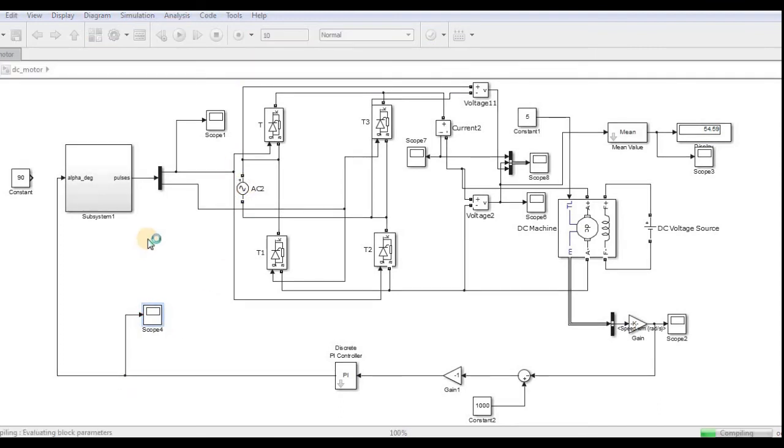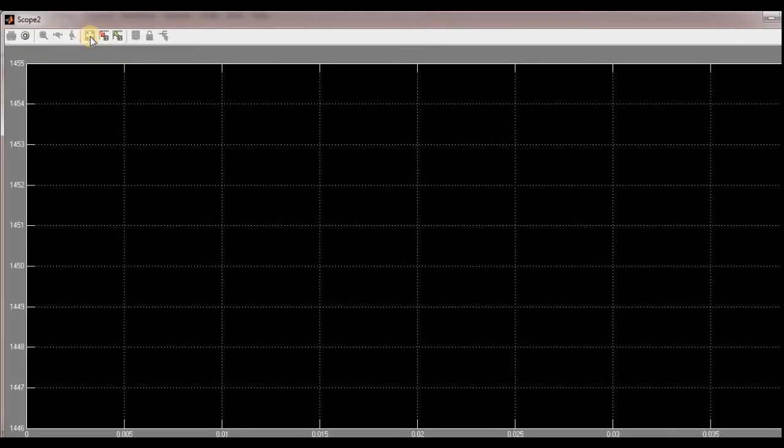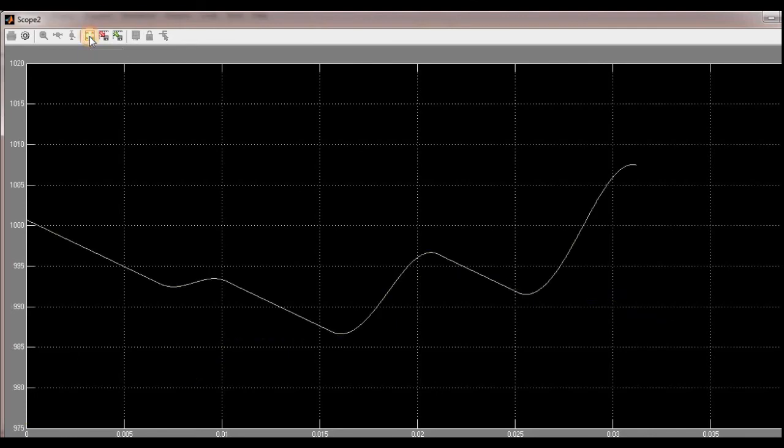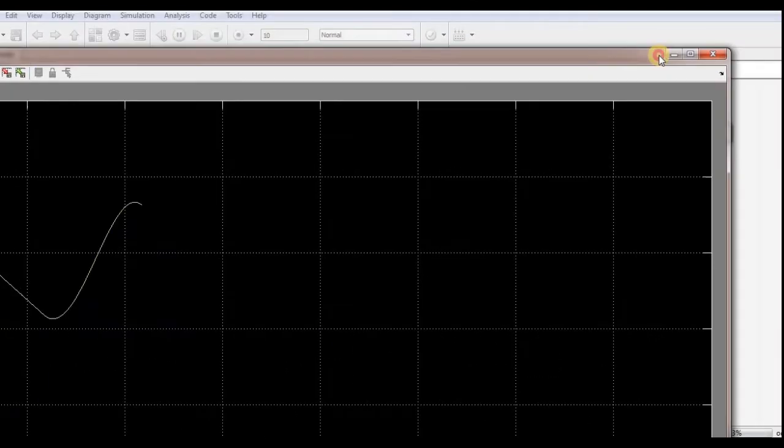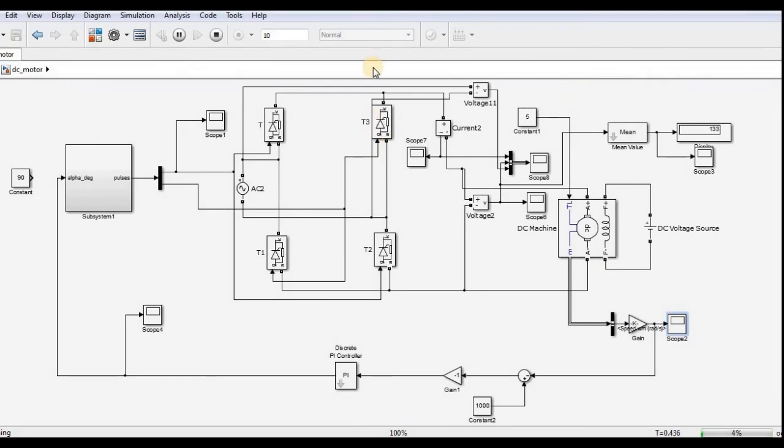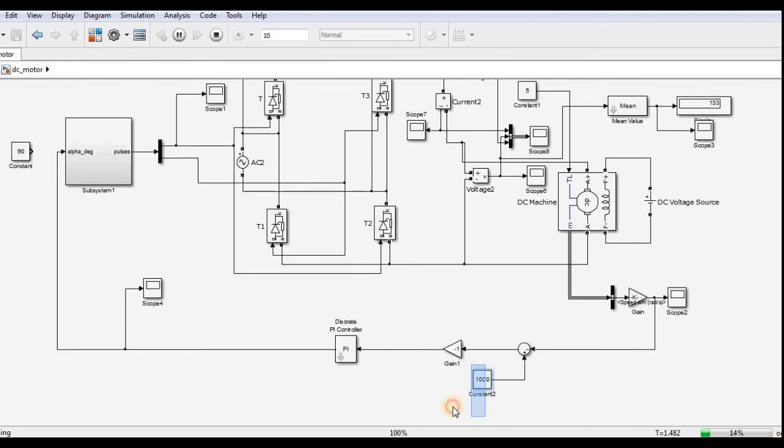So let's start running. See, I told you that I required only 1000 RPM. So it should settle at 1000. If I required 500 RPM, it should settle at 500. If I required 1300, then it should settle at 1300. So this will be my reference.